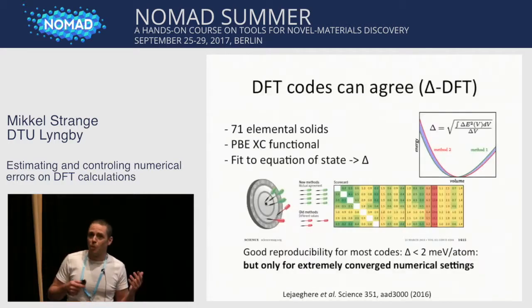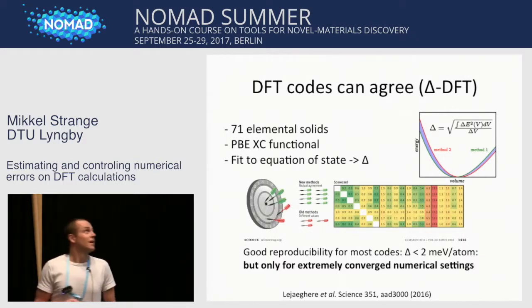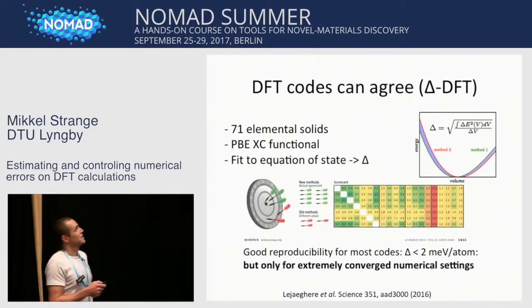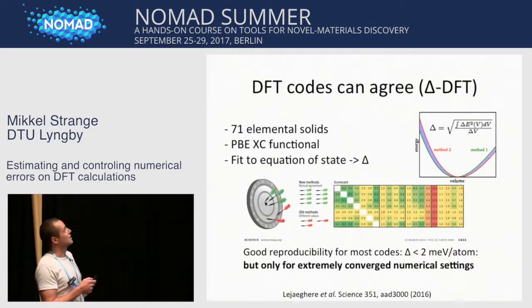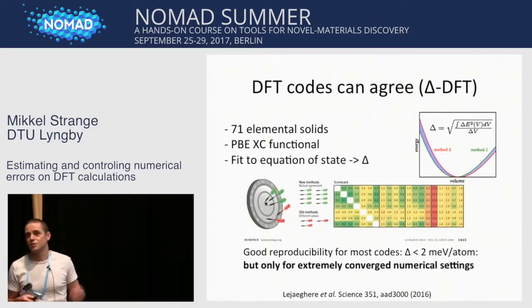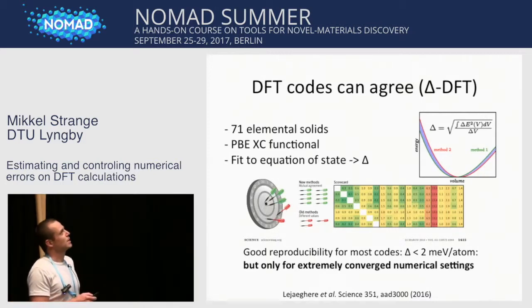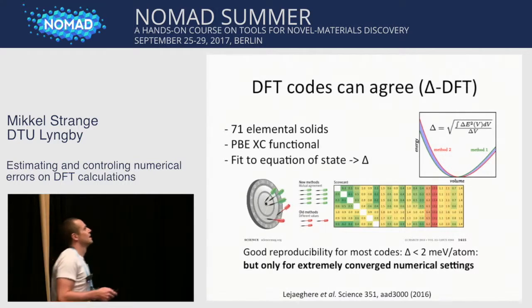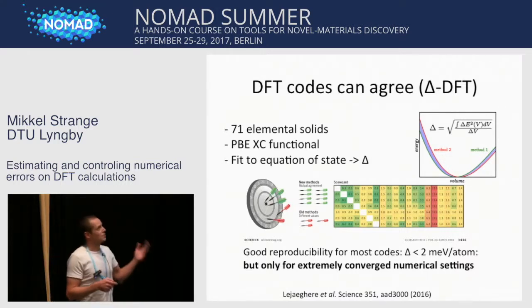Of course, people looked at more than just silicon for this Science paper. This is generally referred to as the DFT study, I think. They looked at 71 elemental solids with the PBE functional, and one of the things they did was calculating energy versus volume curves, and then comparing two methods by looking at the difference in two such curves, according to some measure which is called delta.